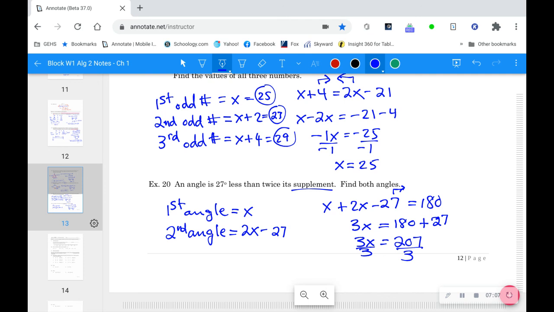All right, 207 divided by 3 coming up. I'm using my calculator here. It's 69. So we come up here and go, this one's 69. And the other one is 2 times 69 minus 27. And that's 111 degrees. Okay, that does it for the 1.3 notes, and I hope you find these videos helpful.